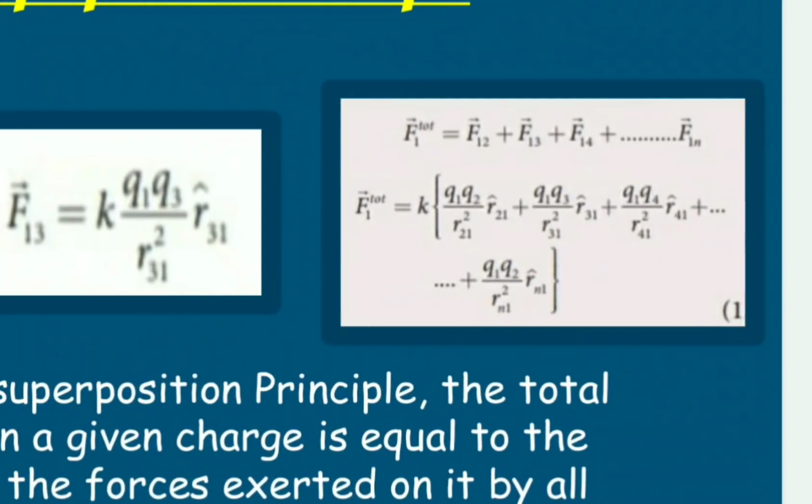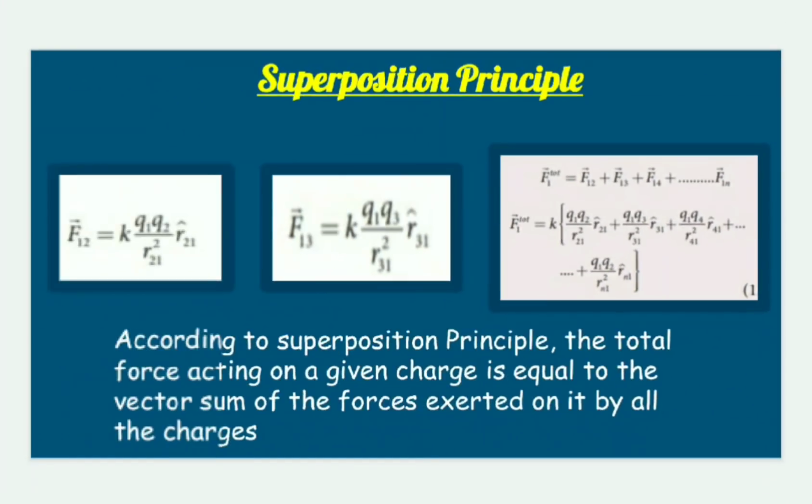F1 total is equal to F12 plus F13 plus F14 up to F1n. So we are substituting the values of all those forces and adding them all, and a constant is taken out. Obviously it is Coulomb's constant. That will give you the total force acting on it. So we can explain the superposition principle in this manner.